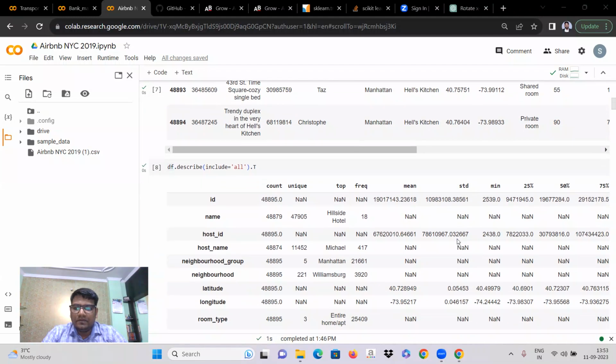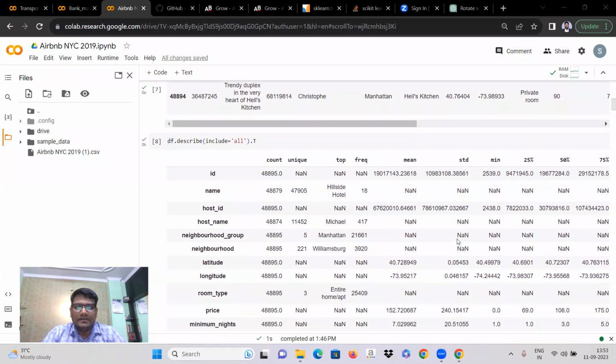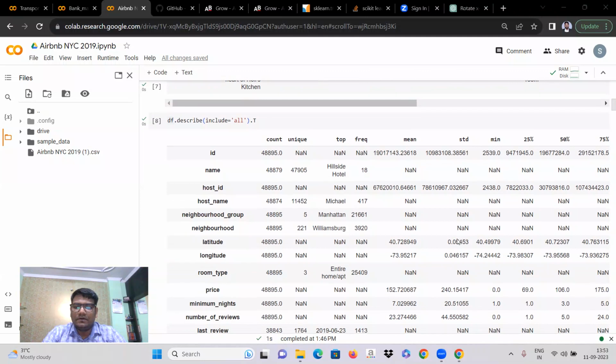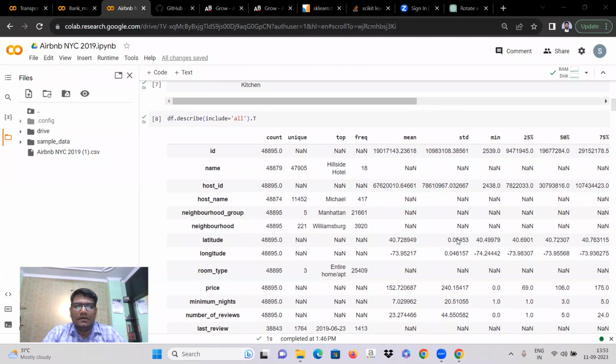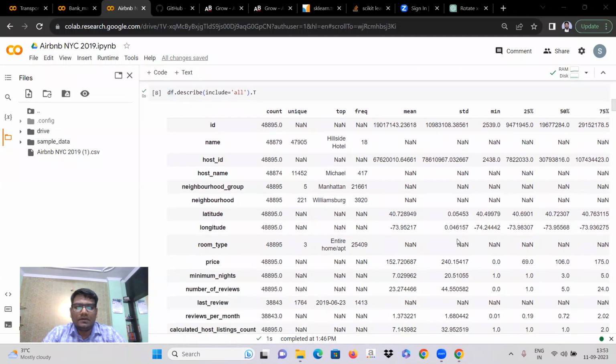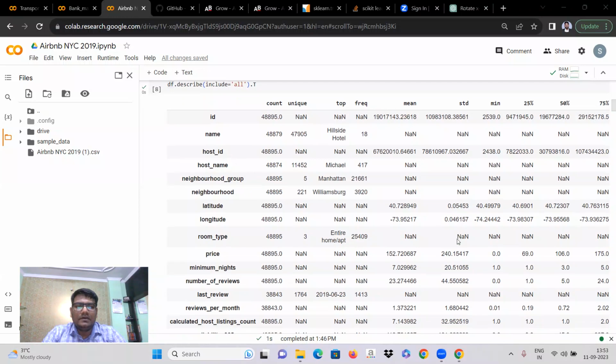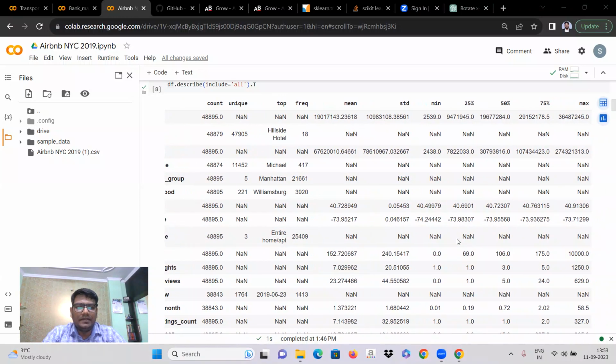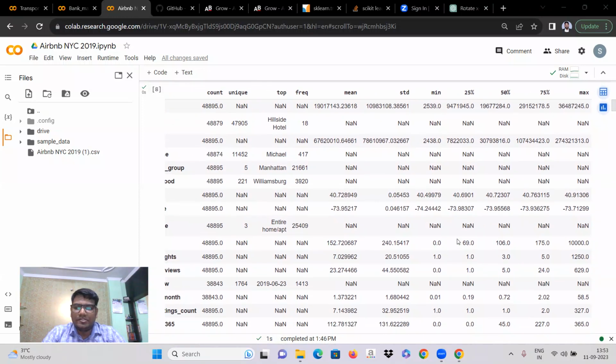Then we describe our data to understand the distribution of the data in each column. Here we have information about the mean, median, mode, and the percentile information.